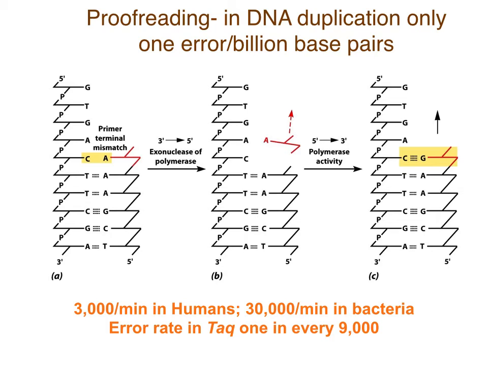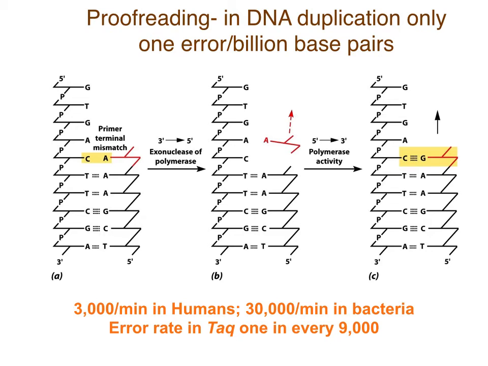This diagram just kind of shows you what happens in the proofreading. You need the exonuclease activity followed by the polymerase activity. Here you have a primer terminal mismatch, all the way on the left, where an A has been inserted where a G should be inserted. Then the polymerase, DNA polymerase 3, comes along, sees that, takes out the A, and then inserts the G, and then moves on.